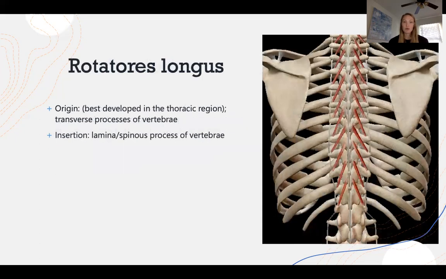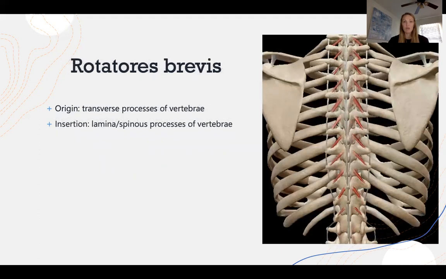Next, we have the rotatores muscles. There's a longus and a brevis. They're both innervated by posterior rami of spinal nerves, and their actions are proprioception and help stabilize the vertebrae, with maybe some local extension and rotary movements. The main difference is the number of segments. So rotatores longus spans 2 segments, and rotatores brevis spans 1 segment.